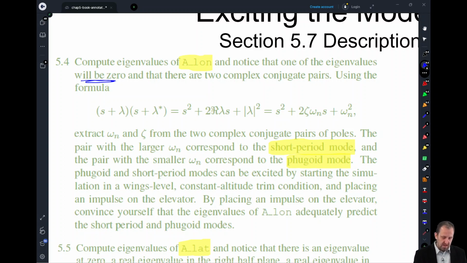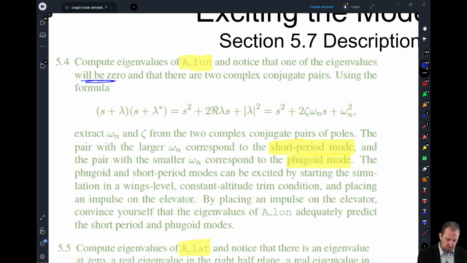Okay, so then the other four eigenvalues come in two complex conjugate pairs. So eigenvalues always come in complex conjugate pairs, unless you're just on the real axis, right? So if you have imaginary components in your eigenvalues, it's going to have a complex conjugate pair.